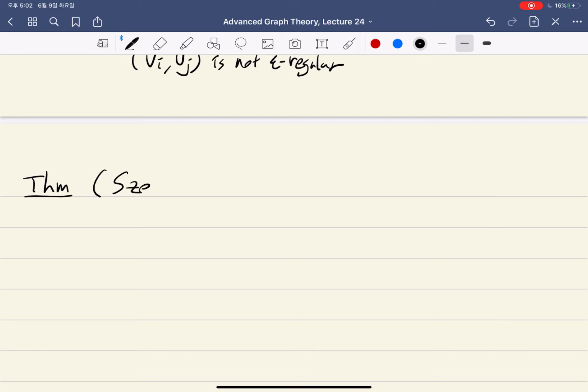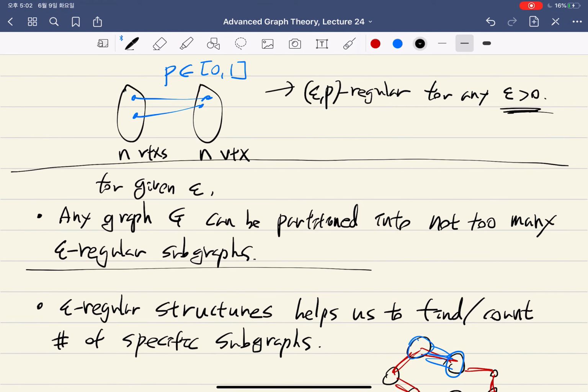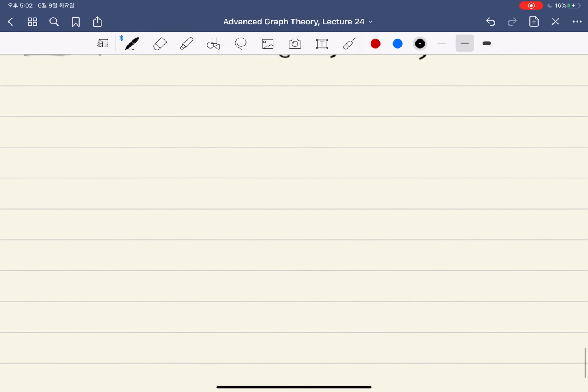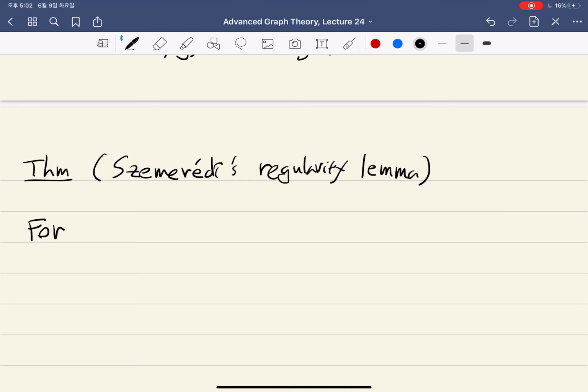The following lemma is called Szemerédi's regularity lemma. This captures this phenomenon: any graph can be partitioned into not too many epsilon regular subgraphs. So what it says is that for given epsilon, a positive number, this is the parameter that we want. We want some epsilon regular partition. So this is the error parameter that we can tolerate. So this is our choice. And say t is our choice of number. Then we can always find the following.